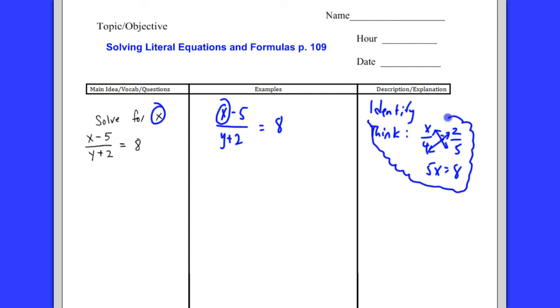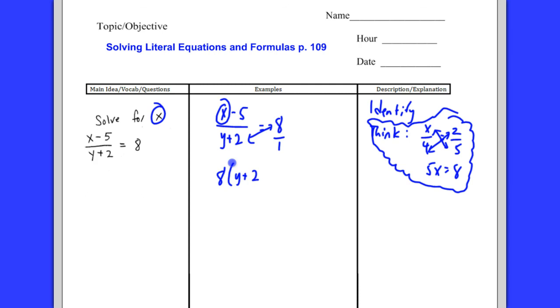Now that's a rule of proportions. Anytime you have two equal ratios, which makes a proportion, you can cross multiply and set them equal. Well, that's what you have here. That's basically 8 over 1. It might make more sense if you wrote that over 1 there. You have this over this equals this over this. So we are going to cross multiply it. We're going to multiply those two things together. 8 times y plus 2.